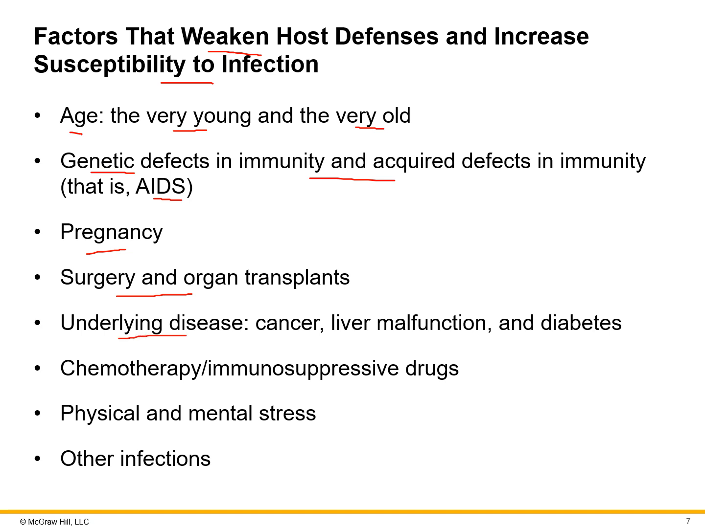There can be different underlying diseases. So cancer, just because the body is kind of busy trying to fight off the cancer, so it's less able to fight off pathogens. Altering the liver, diabetes is another one. So again, it just alters the immune system that makes other infections more likely. Chemotherapy and immunosuppressive drugs, and not just for transplants, but for other reasons, again, cancer, or other diseases. Stress, whether it's physical or mental stress, again, just weakens that immune system, and the presence of other infections.